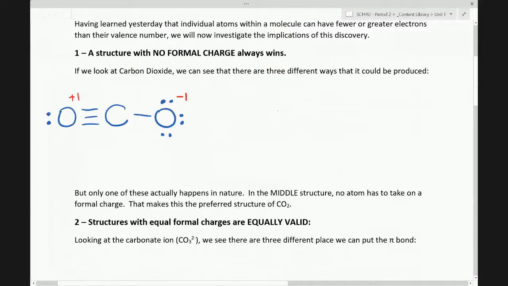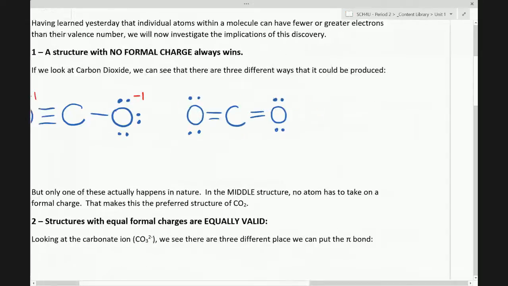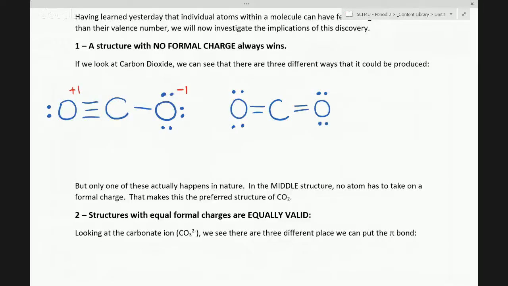We could also do the middle structure, which is C double bonding to both oxygens. And of course, these will just have 2 lone pairs of electrons like that. And there's no formal charge here because everything is making the expected number of bonds. Carbon is making 4 and both oxygens are making 2.